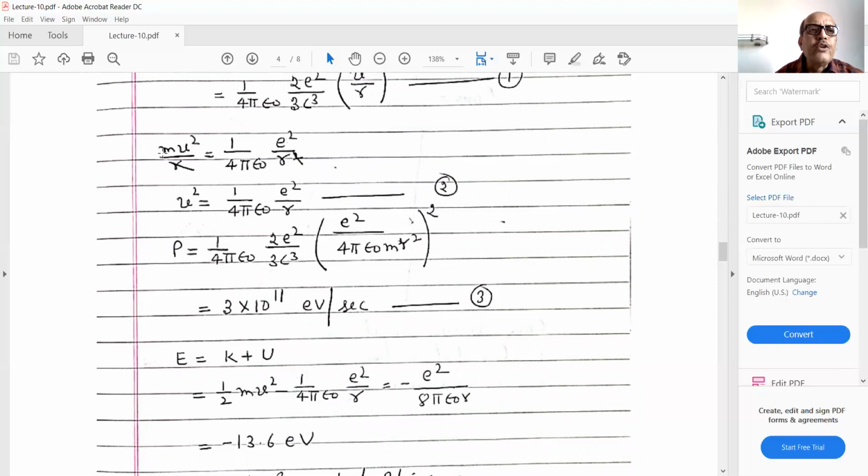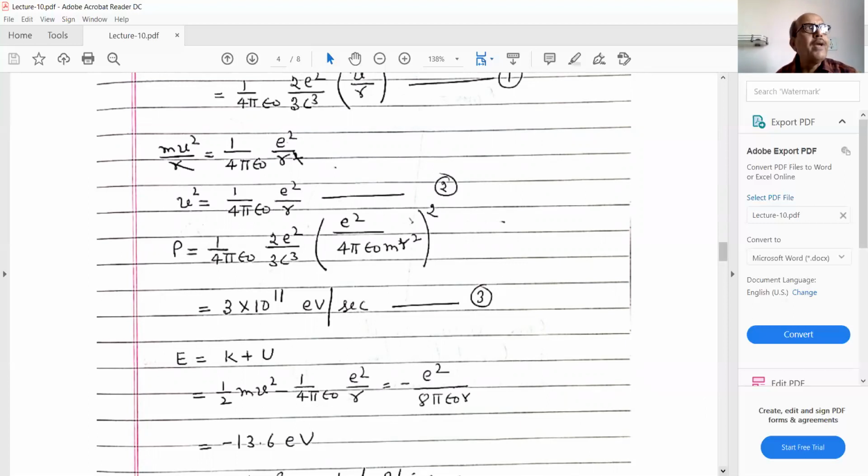Divide both sides by 2. So half mv square can be written as 1 upon 8 pi epsilon 0 e square upon r. Put it here. So 1 upon 8 pi epsilon 0 e square upon r minus 1 upon 4 pi epsilon 0 e square upon r will give you minus e square upon 8 pi epsilon 0 r.